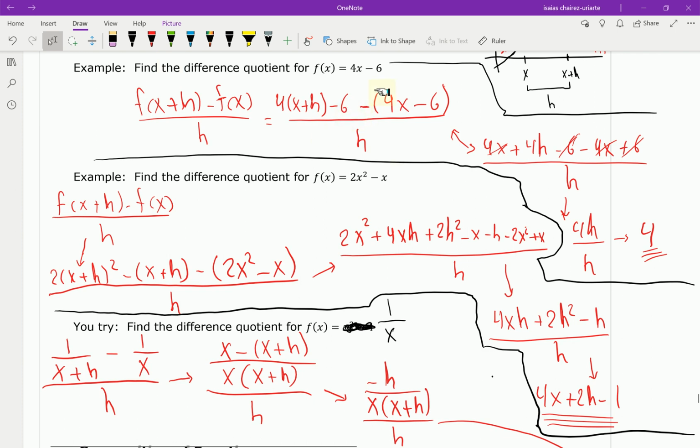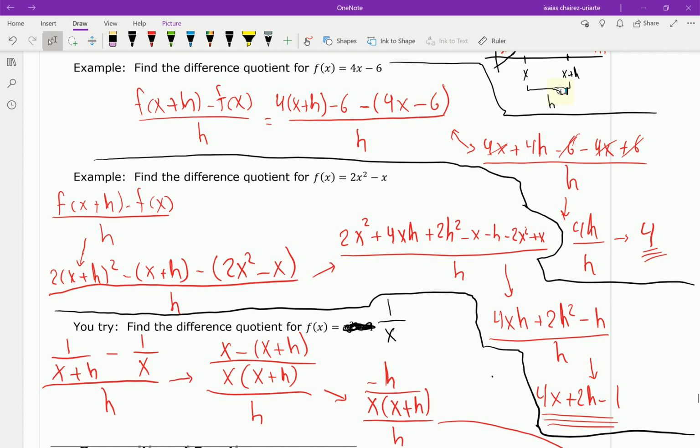The difficulty becomes simplifying the difference quotient. So let me simplify this difference quotient as much as I can. In order to do that, I'm going to distribute this 4. So 4 is going to multiply x, and 4 is going to multiply h. I'm going to distribute this -1. So that looks like this: 4x plus 4h minus 6 minus 4x plus 6. This plus happens because this negative times this negative becomes positive.